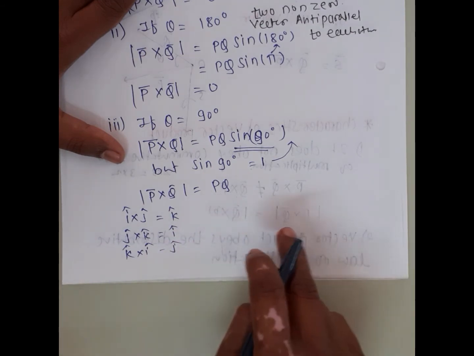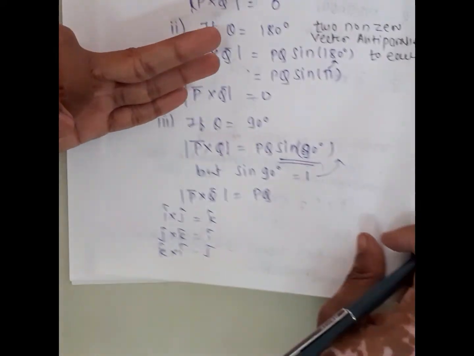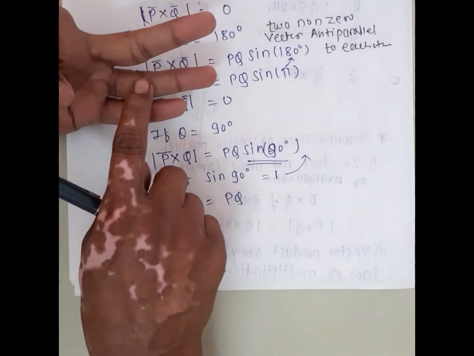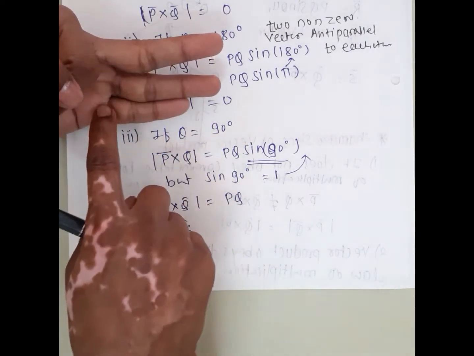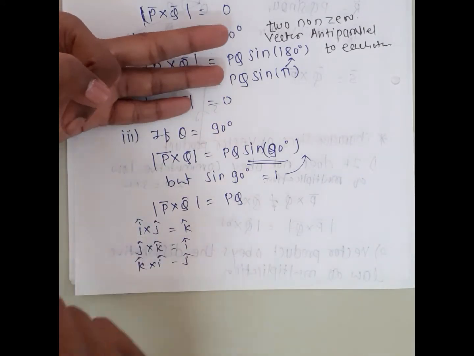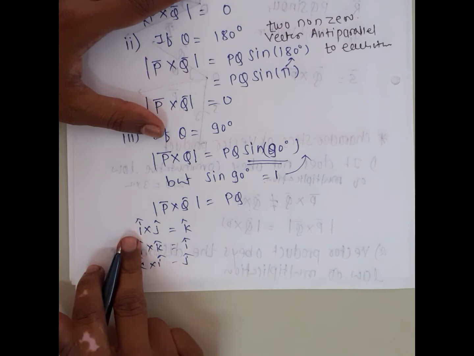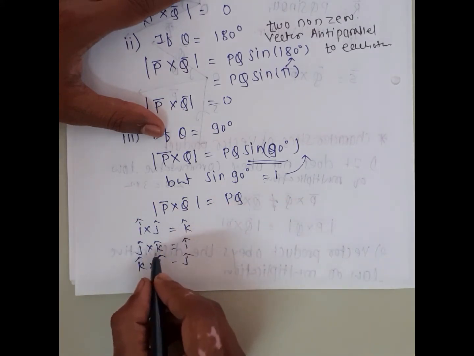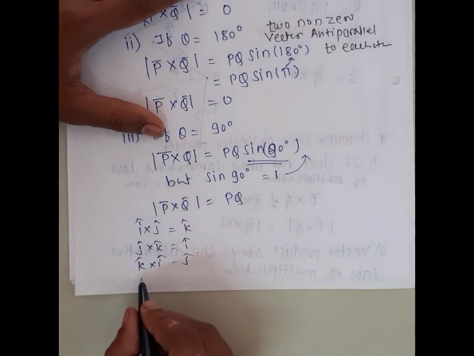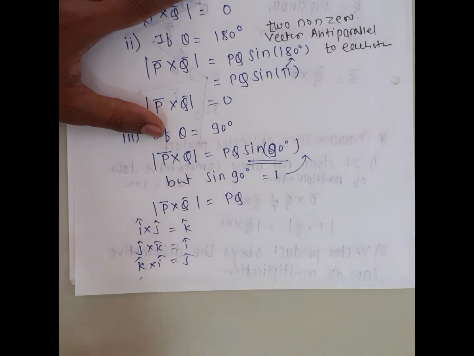It means you go one way like this. Suppose this is i, j, k. If you go from i to j, the answer is k, j to k, the answer is i, then k to i, the answer is j. That is clockwise. If you go anti-clockwise, then the sign is negative. It means if you write j cross i, then this is minus k. Write k cross j, then it is minus i. Then i cross k is minus j. If you go in the opposite direction, the sign changes according to the rule.